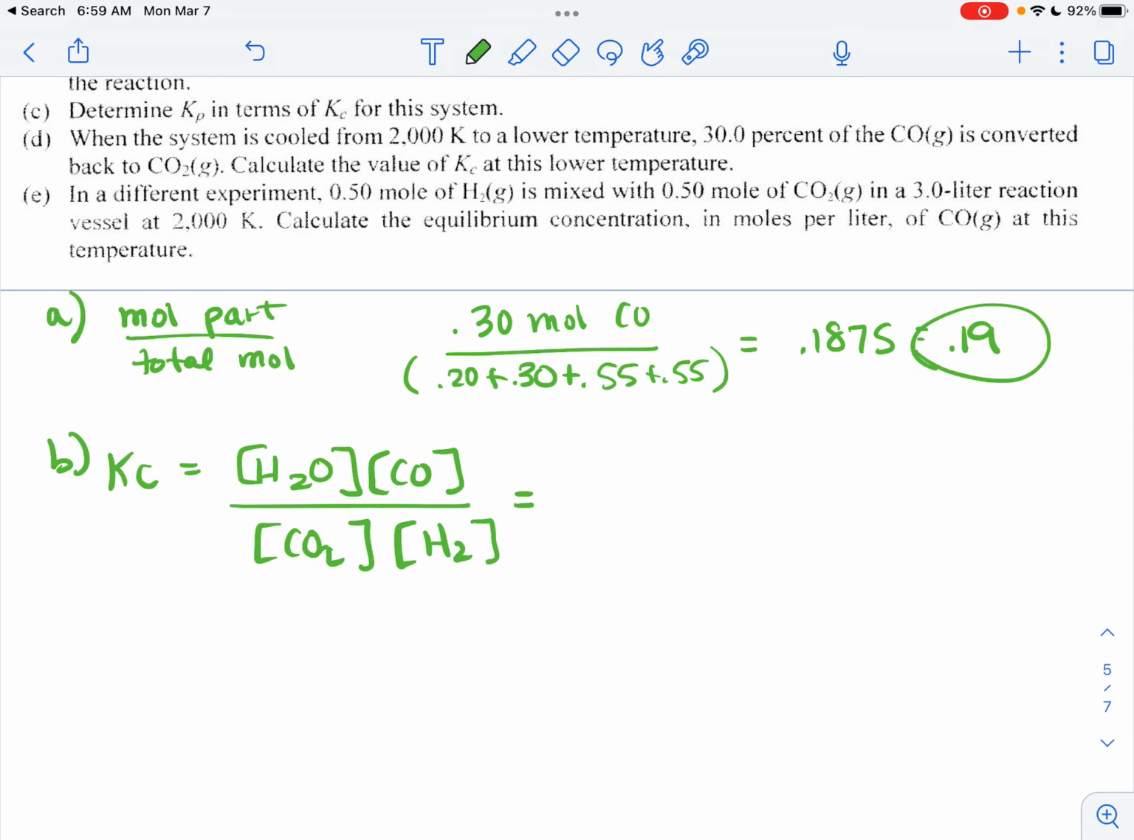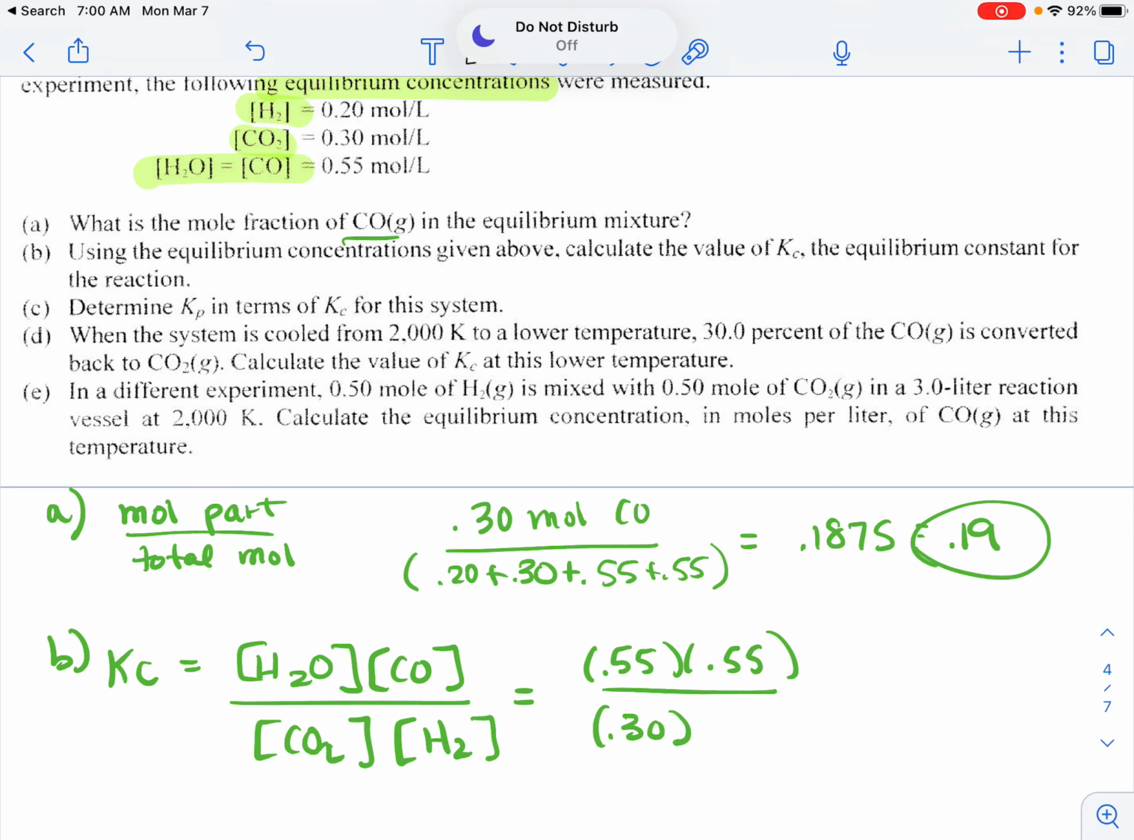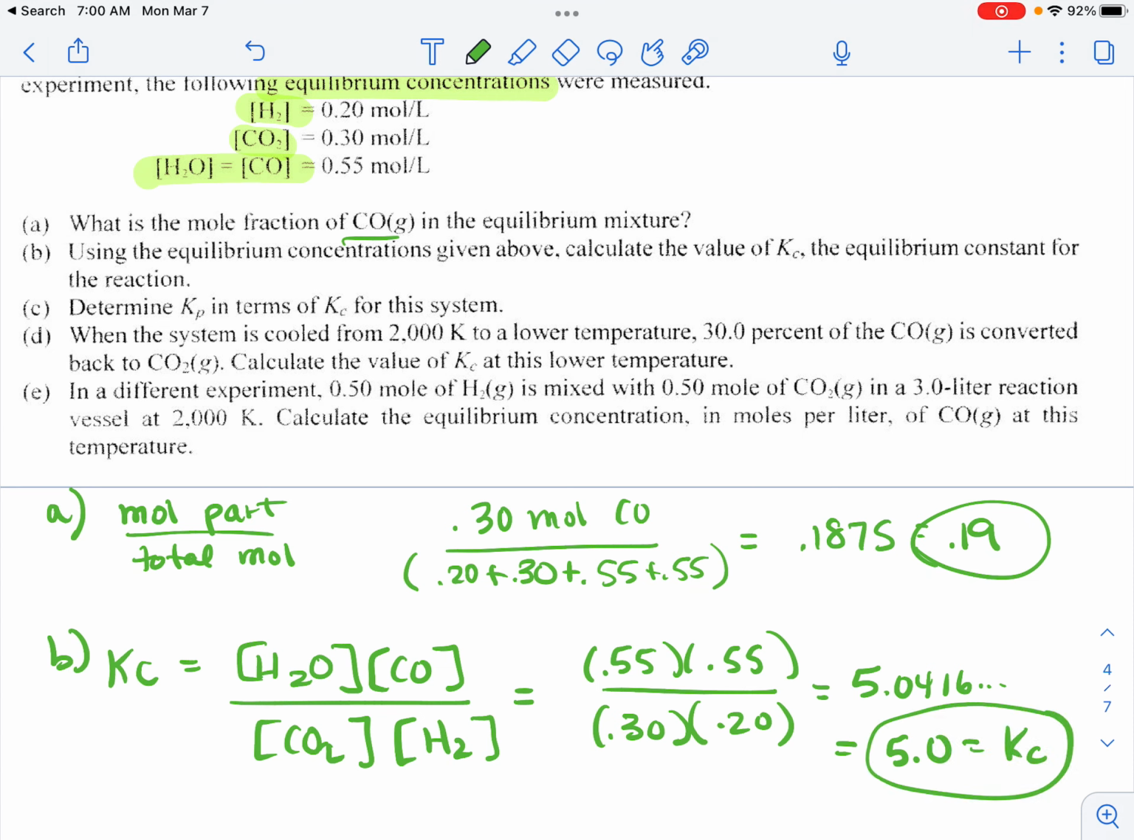And now we're going to substitute in what we know about equilibrium concentrations. So the H2O and the CO are both 0.55, and the carbon dioxide is 0.3, and the hydrogen is 0.2. And when I do the math, I get 5.0416, a bunch of numbers. I really only have two significant figures, so the Kc value is 5.0.